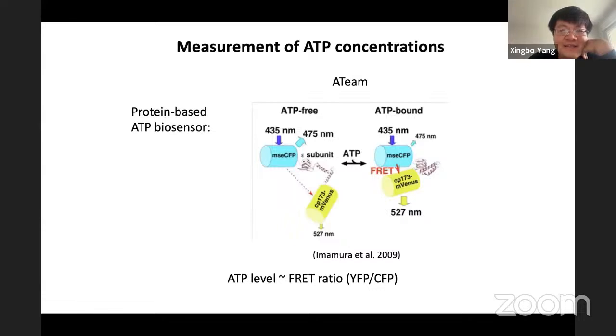Okay, so this is actually work from 2009. This group developed a biosensor, in this case a protein-based biosensor. So again, this gives you a different spectrum of ways to measure concentrations of different molecules. We talked about autofluorescence. We talked about a dye, which you can consider a small molecule, I don't know if really small, but it's not a protein. And this is actually a protein now. So it's a protein-based ATP sensor.